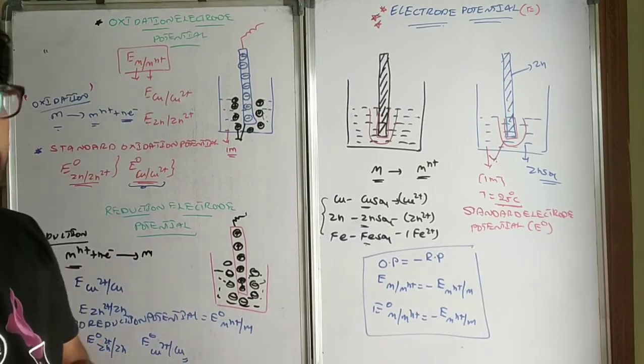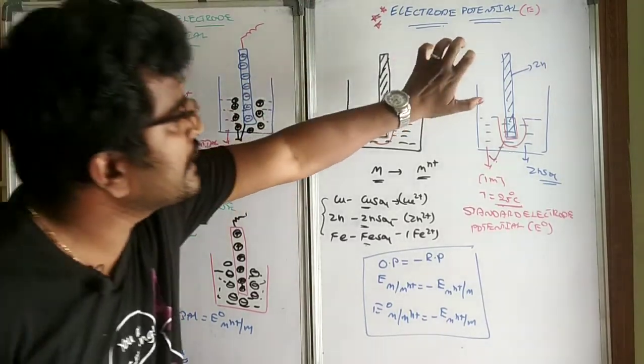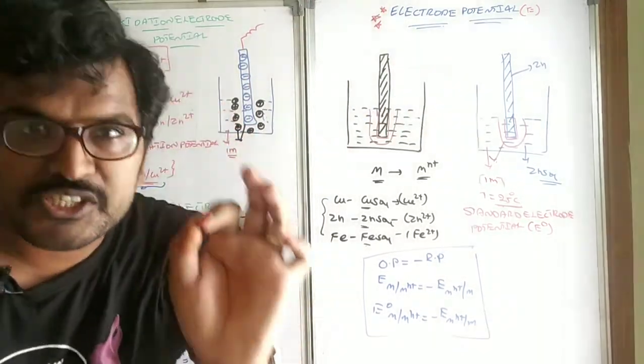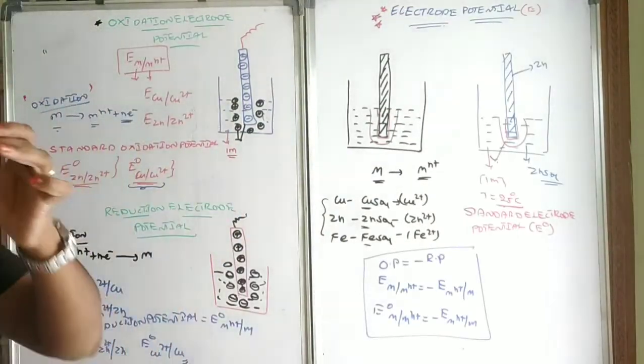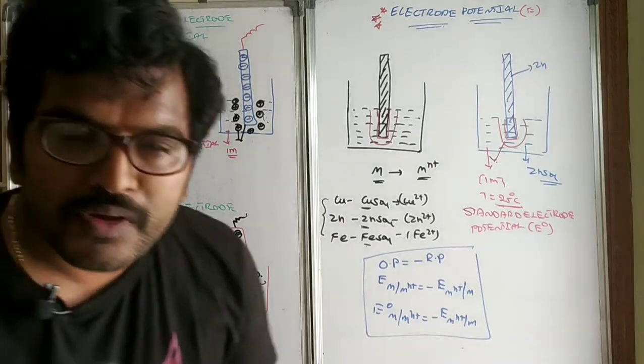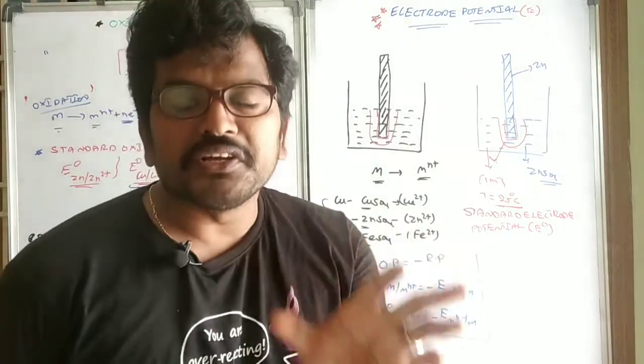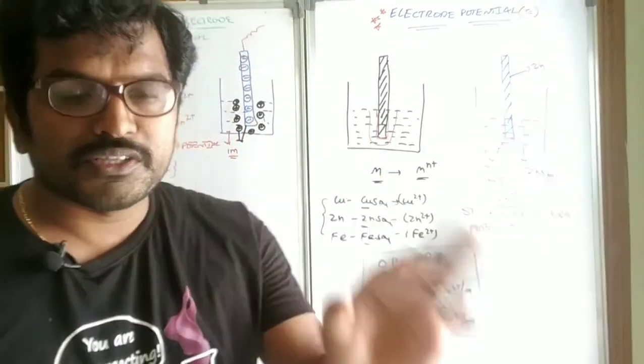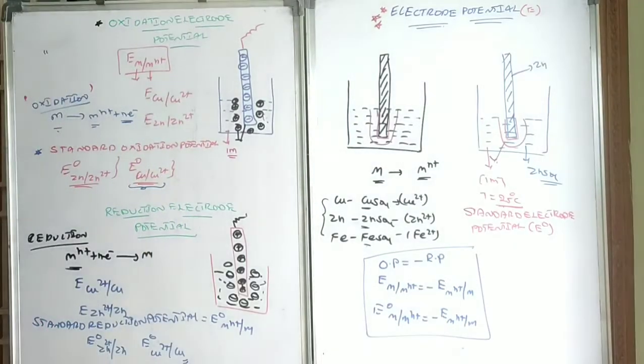Now let us see how to find the electrode potential experimentally, and how to find the electrode potential theoretically. Now let us see the things.